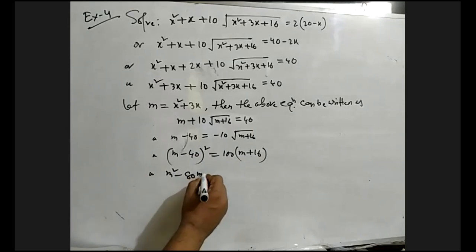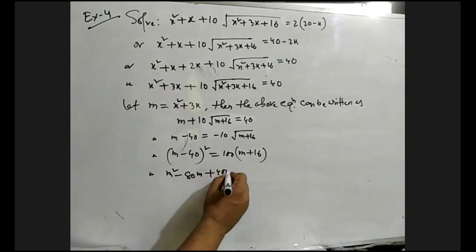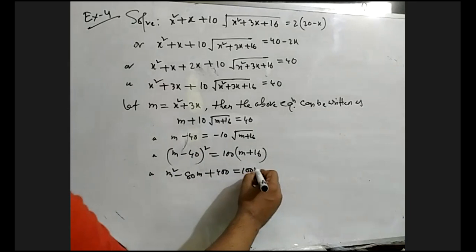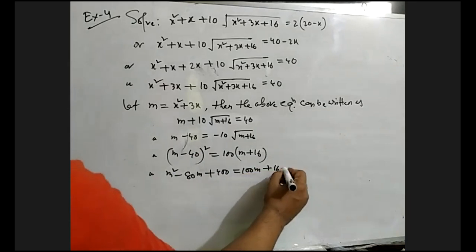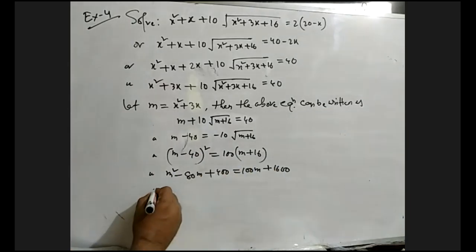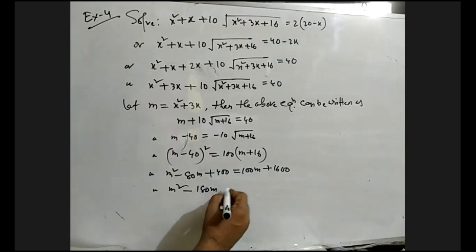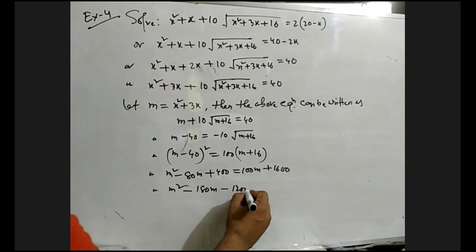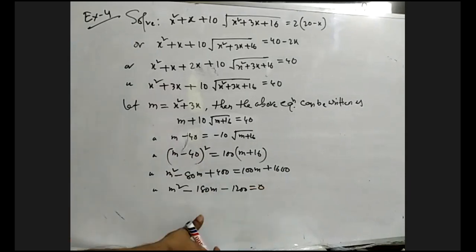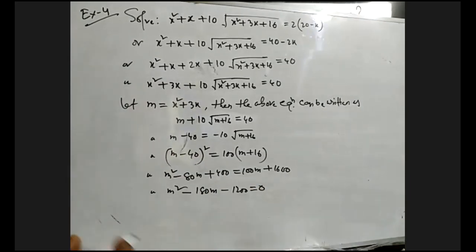We get 1600, minus 180m, minus 1200 equals 0. Actually, this is the quadratic form, and by using the formula we can solve for m.